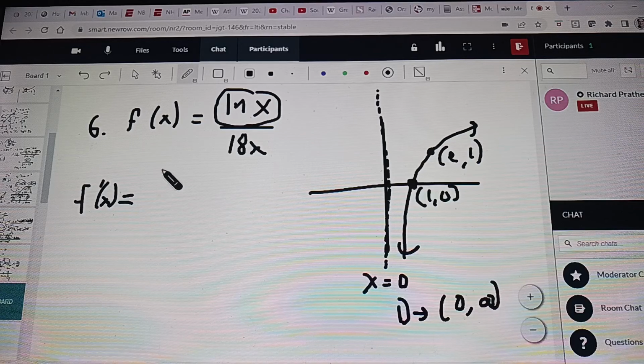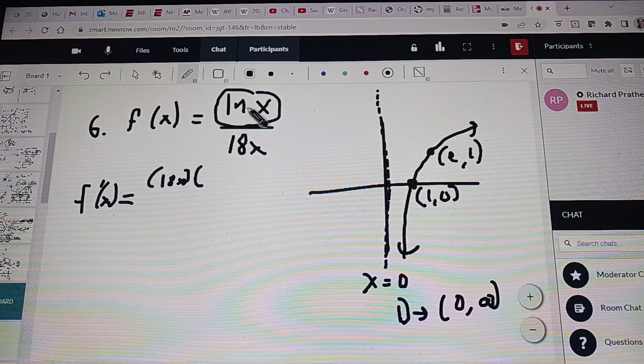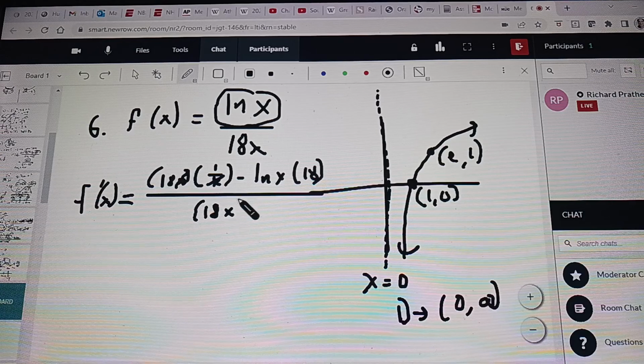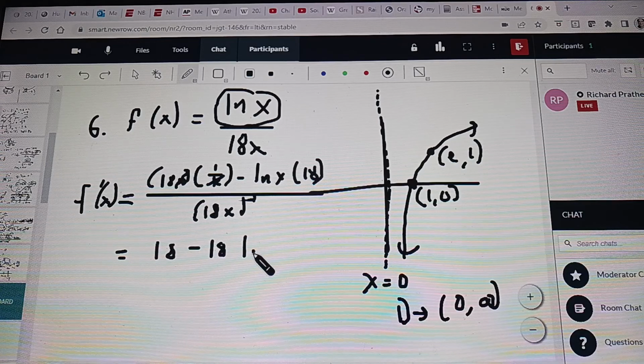So this is another quotient rule. Second times the derivative of the first. Maybe remember derivative of ln x is 1 over x. Minus the first times the derivative of the second, which is just 18. This x would cancel this x. And then you got your denominator squared. So I'm getting 18 minus 18 ln x.